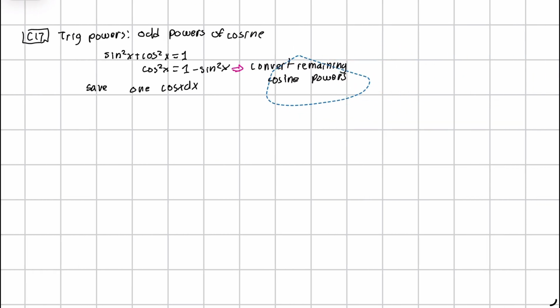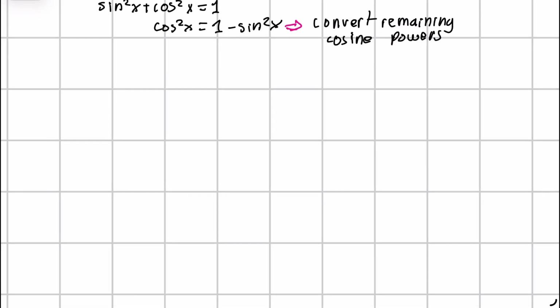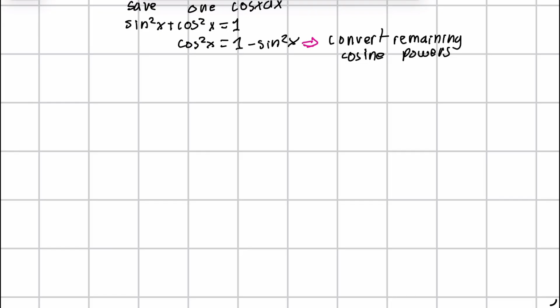Let's write this in better. So you're saving one cosine x dx. You're going to use your Pythagorean identity and convert the rest of your cosine powers, and then we're going to let u equal sine x. And then we're just going to integrate like we have been doing.